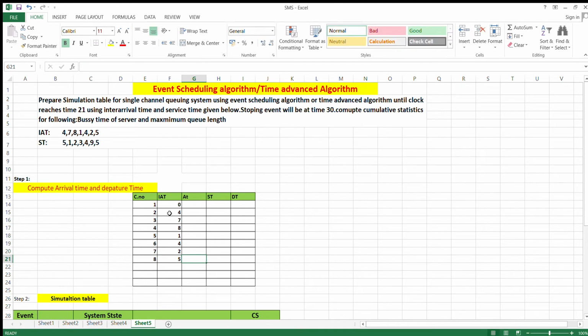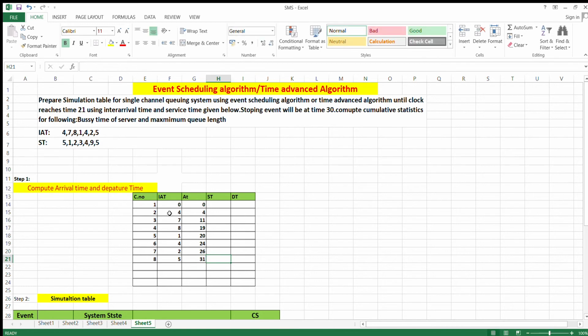Once the inter-arrival time is known, find out the arrival time. The arrival time for the first customer is 0. Second customer 0 plus 4, 4. 4 plus 7, 11. 11 plus 8, 19. 19 plus 1, 20. 20 plus 4, 24. 24 plus 2, 26. 26 plus 5, 31.